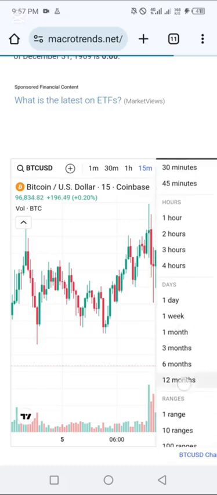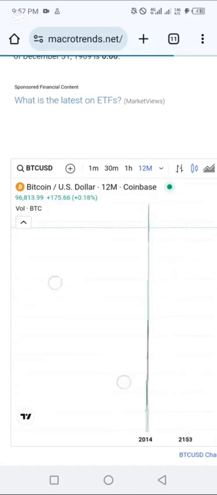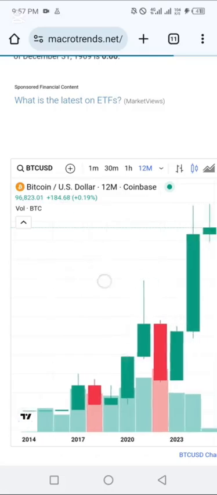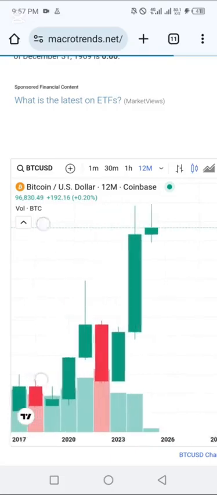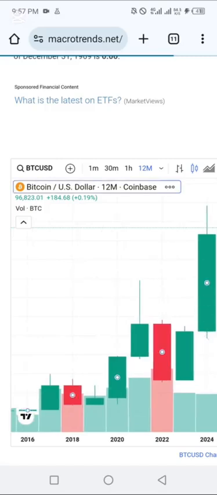Look at it. It's 12 months you have. 12 months seem to be the highest you have on Macrotrends for Bitcoin chart. And so we have clicked on that. Let's try to view what we have. Okay, this is what it's giving us. So let us try to count what we can see using our Elliott Wave Theory.